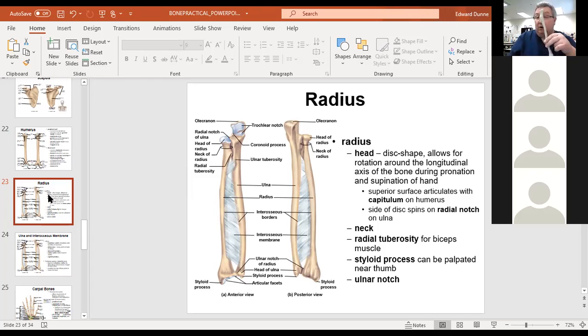So the radius is a small, thin bone, and the radial head is the characteristic that differentiates it from any other bone. This radial head is at the top here, connected to the elbow. Okay? So that's the radius, one of the bones of the forearm. The other bone of the forearm is known as the ulna.